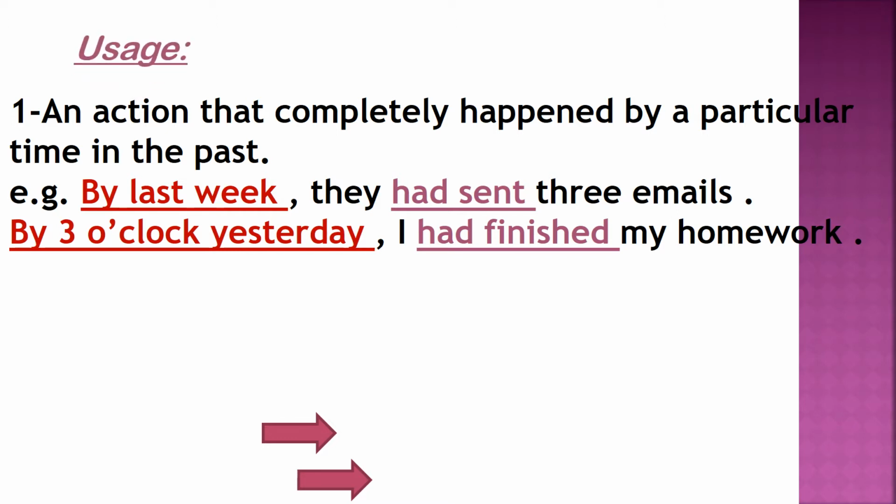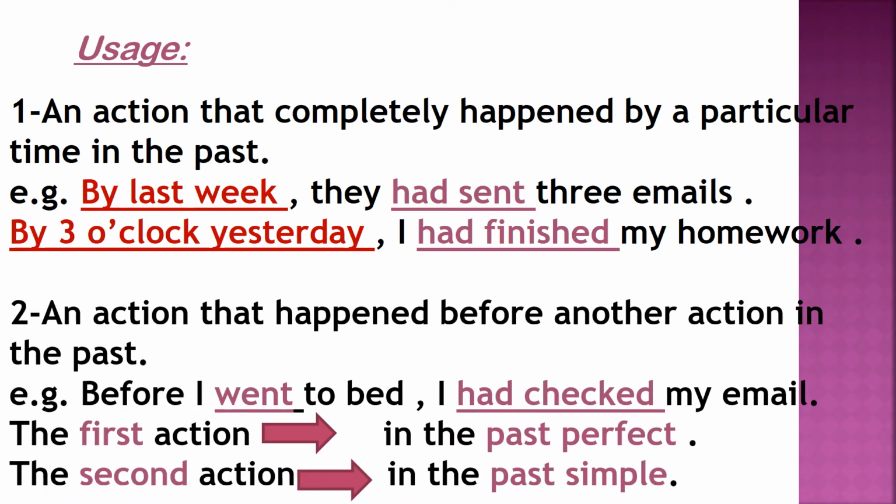Also, we can use the past perfect tense to express an action that happened before another action in the past. Here we have 2 finished actions in the past, but one of them happened after the other. Before I went to bed, I had checked my email. What happened first? I had checked my email. Then I went to bed. The first action must be in the past perfect, and then the second action must be in the past simple.